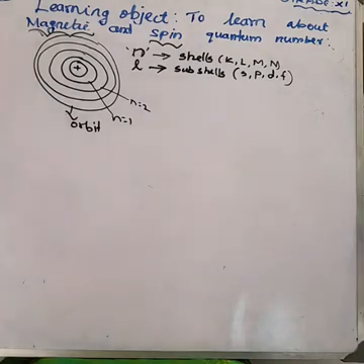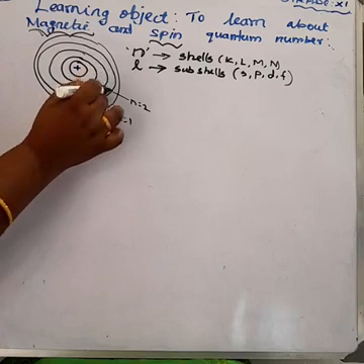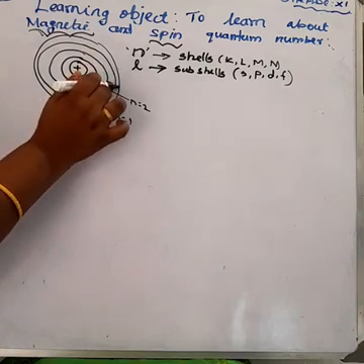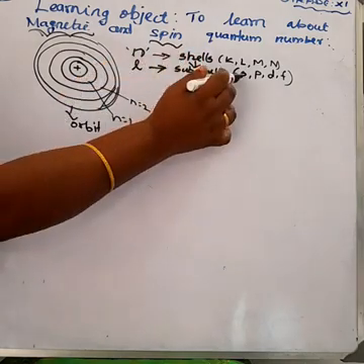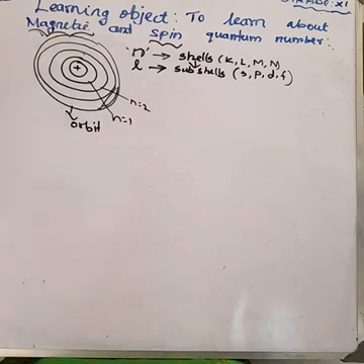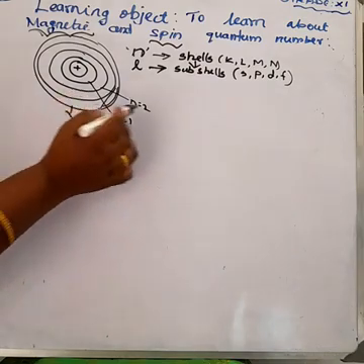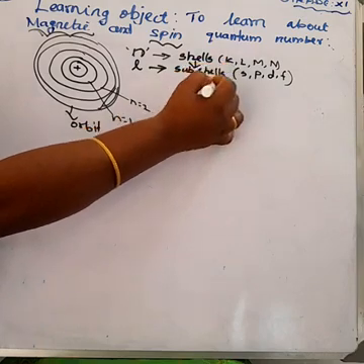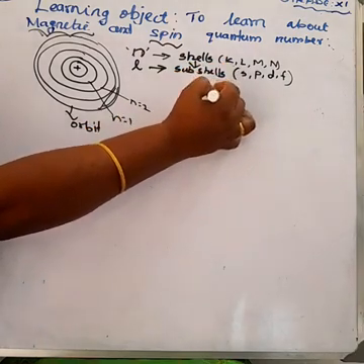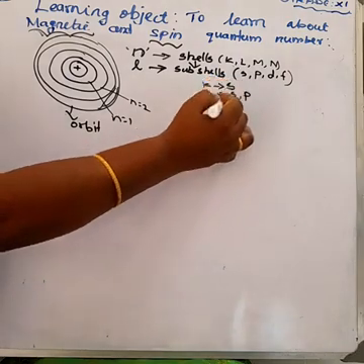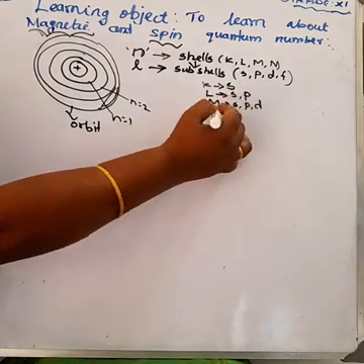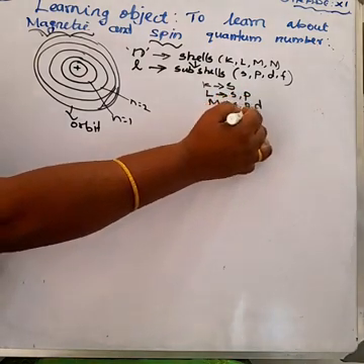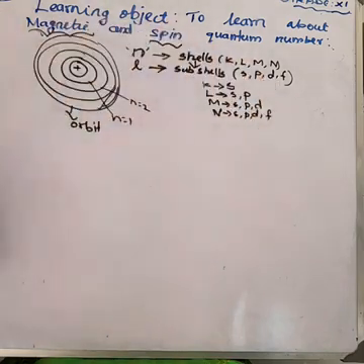The shells are divided into subshells. What are the subshells? s, p, d and f. The K shell is divided into the s subshell. The L shell is divided into s and p subshells. The M shell is divided into s, p and d subshells. And the N shell is divided into s, p, d and f subshells. These are about the principal quantum number and the azimuthal quantum number.